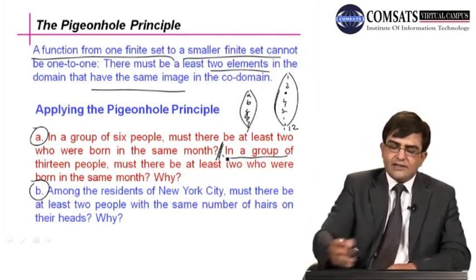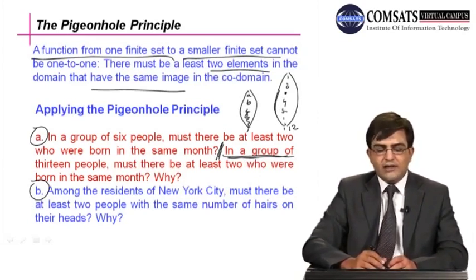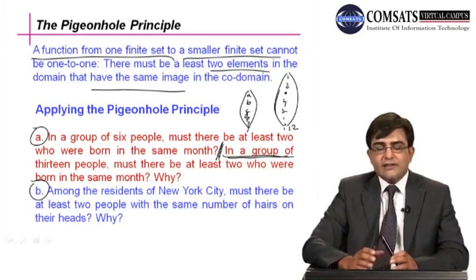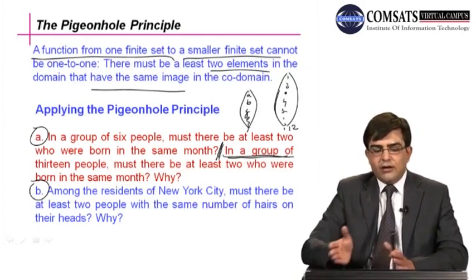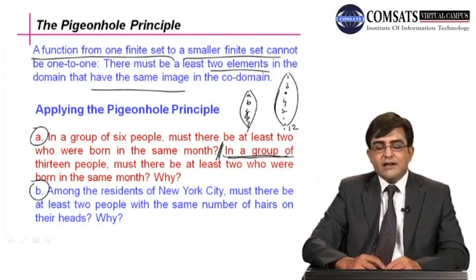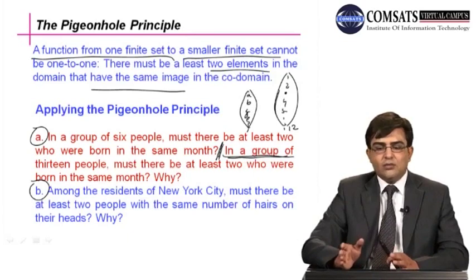Now in the second part of this example, in a group of 13 people must there be at least 2 who were born in the same month? Now we have 13 people and the months are 12. Here we can apply the Pigeonhole Principle. By using the Pigeonhole Principle, there must be at least 2 people who were born in the same month, because there are 13 people and 12 months. The domain set is larger and the codomain set is the smaller set.